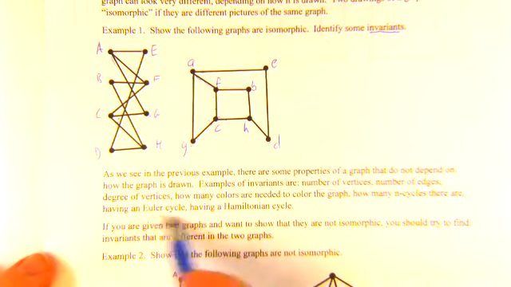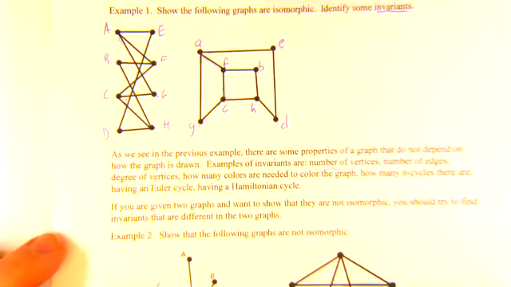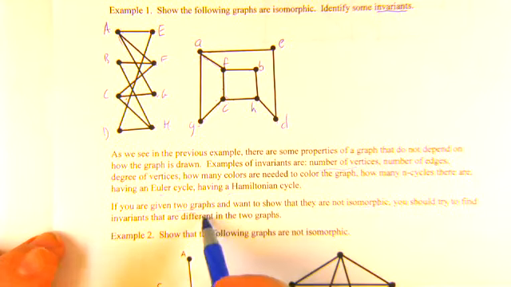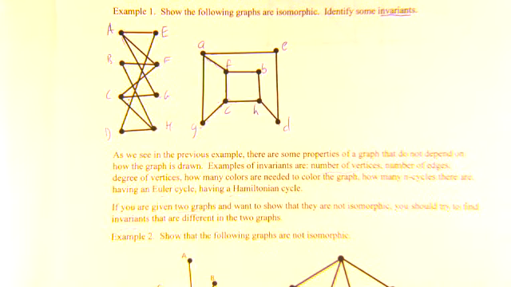So, having an Euler cycle, having a Hamiltonian cycle, these are all called invariants. So if you're given two graphs, two pictures, and you want to show they're not isomorphic, or even just two lists of vertices, you should try to find invariants that are different in the two graphs.